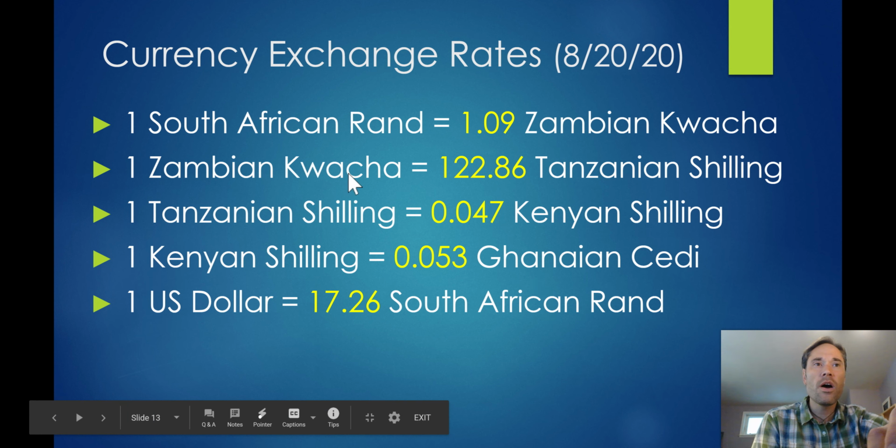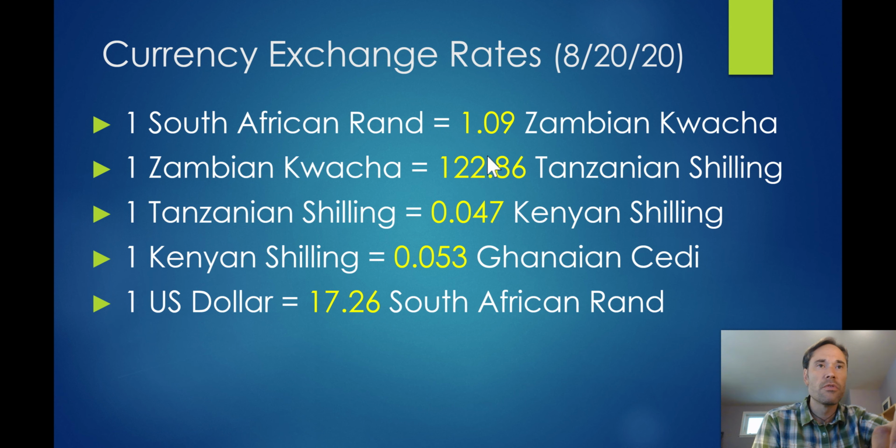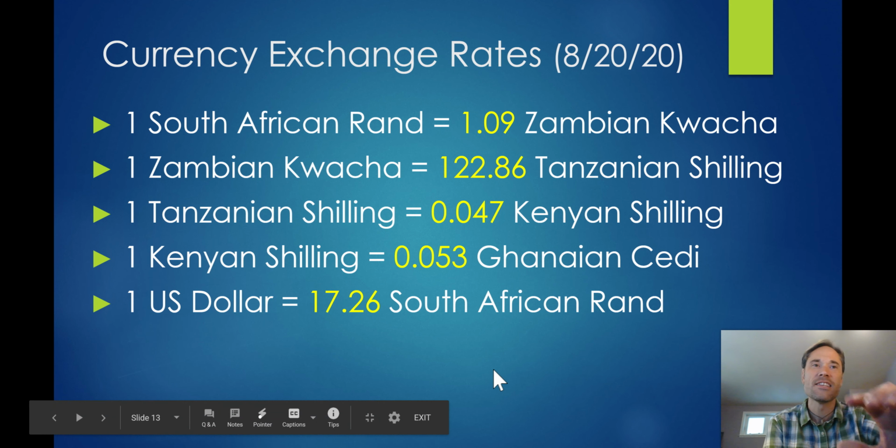If you look kwacha to shillings, you'll notice that this number is quite large, right? Which means that you can buy more shillings. 1 Zambian kwacha can buy you 122.86 shillings. And buying money sounds weird, but there it goes. So these are some numbers that we're going to use over the next few minutes, and it looks like this.